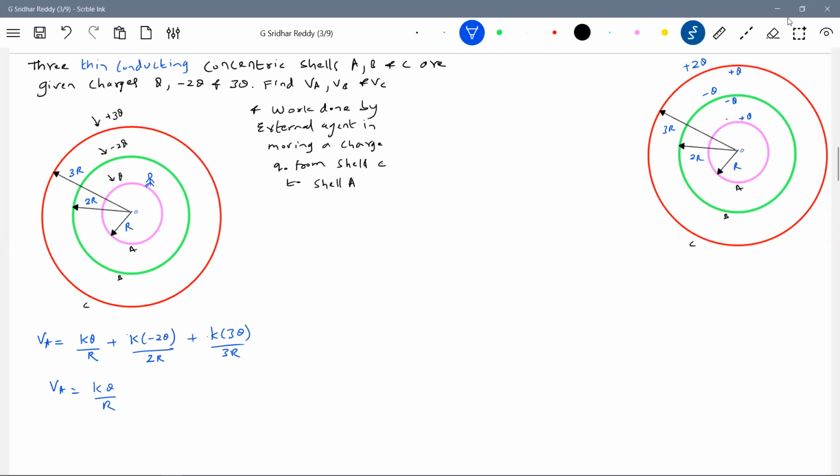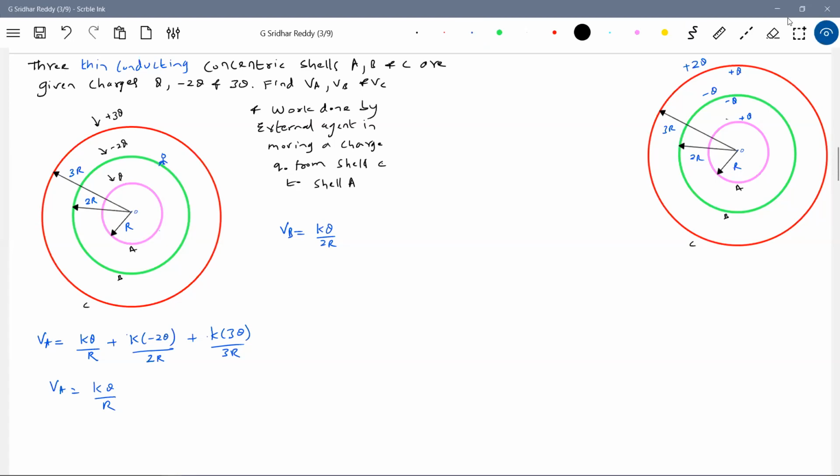Similarly, we'll take the potential of shell B. Now where are we? Okay, I'll remove this person. The person is here. For your convenience, I'm showing that person. You are here. First, only shell A is present, shells B and C are not there. Then in that case, you are at a distance 2r from it, so the potential will be KQ by 2r.